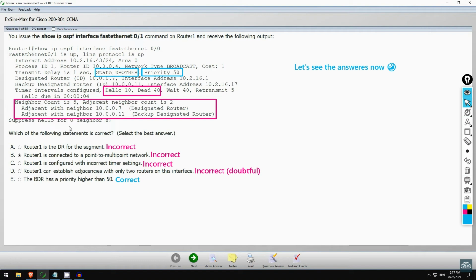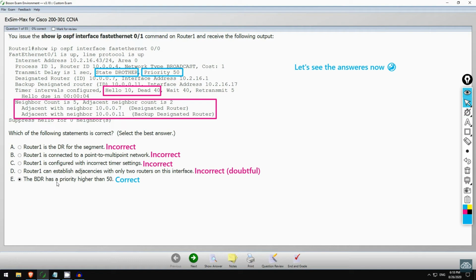B, Router 1 is connected to a point-to-multipoint network. It says here that the network type is broadcast, so that's incorrect. C, Router 1 is configured with incorrect timer settings. You can see the timers here, they are the defaults. Also, Router 1 has 5 OSPF neighbors, so I don't think there is any problem with Router 1's timer settings.